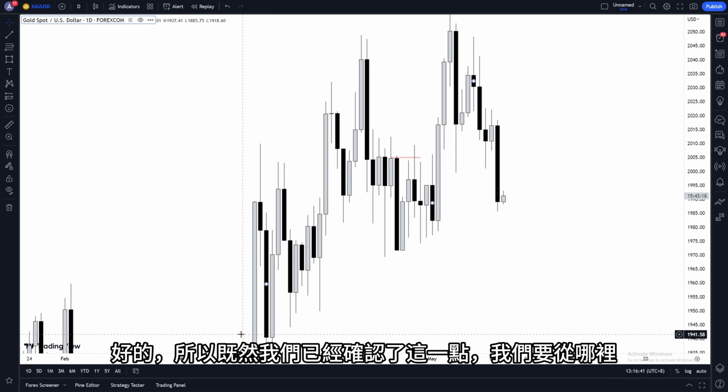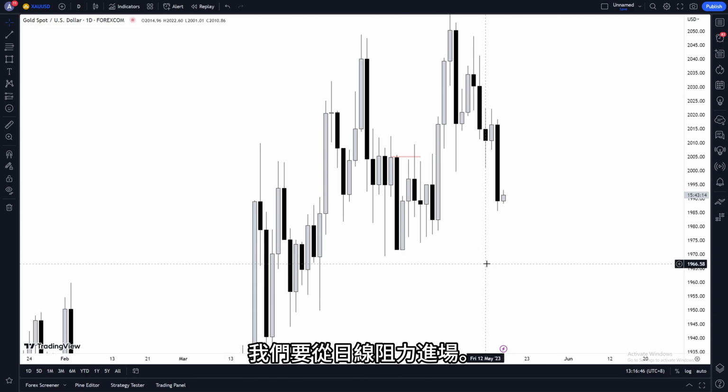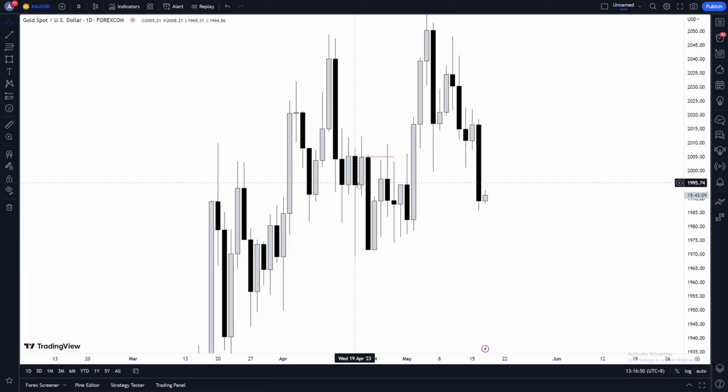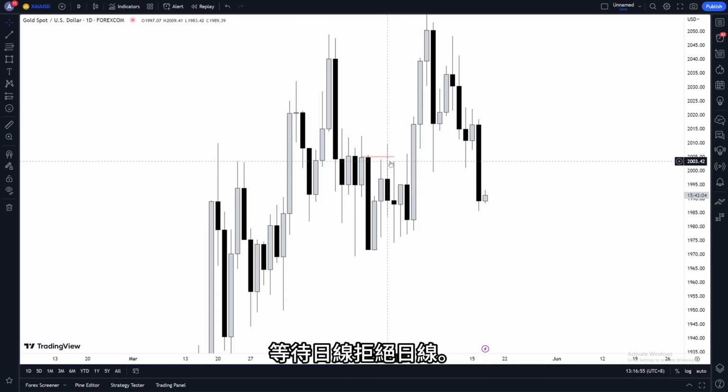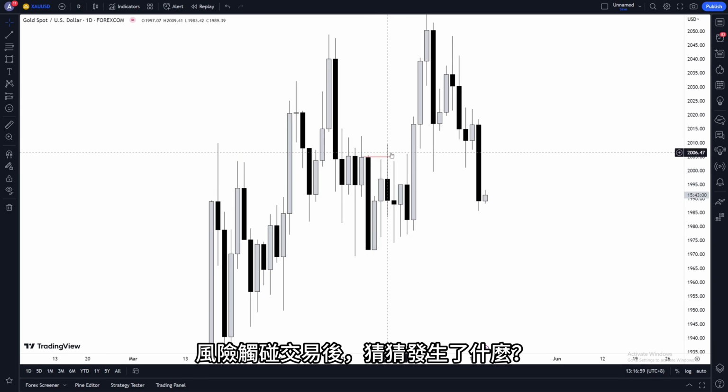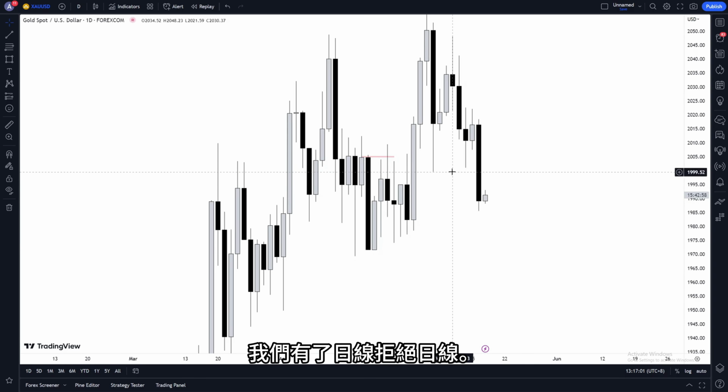Okay, so since we've confirmed this, where are we entering from? We're entering from daily resistances. What's the safest way to enter a daily resistance? Not just at a touch, right? Because look, there's a touch here, there's a touch of this resistance. What's the safest way? Wait for a daily reject daily. And look, after we entered the risky trade, the high risk touch trade, guess what happened? We had ourselves that daily reject daily.